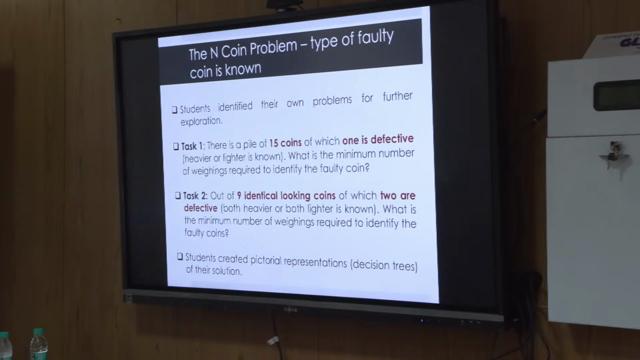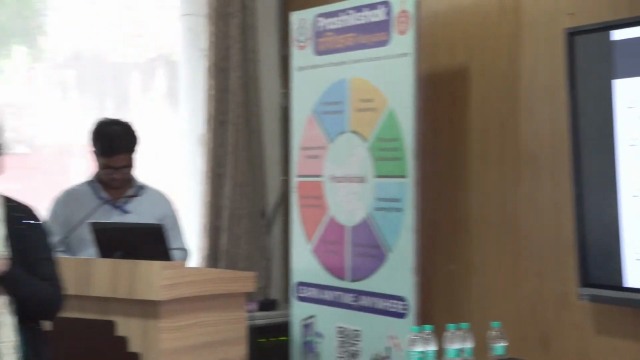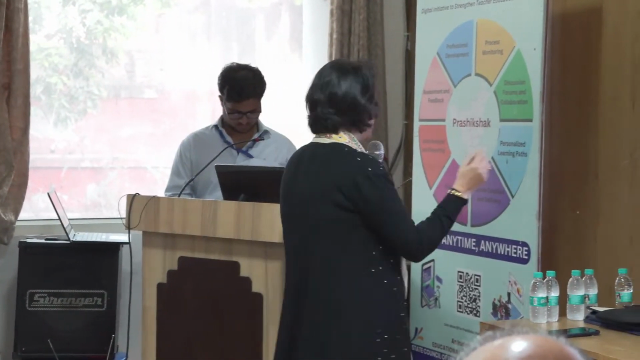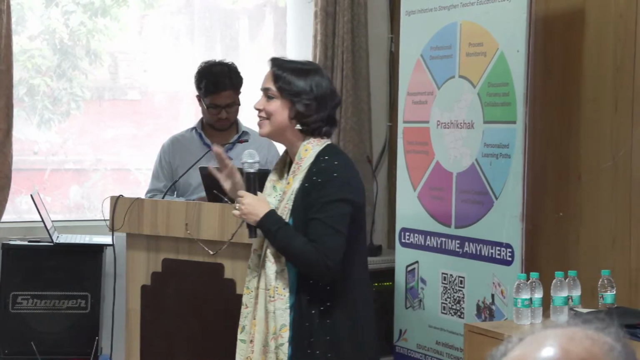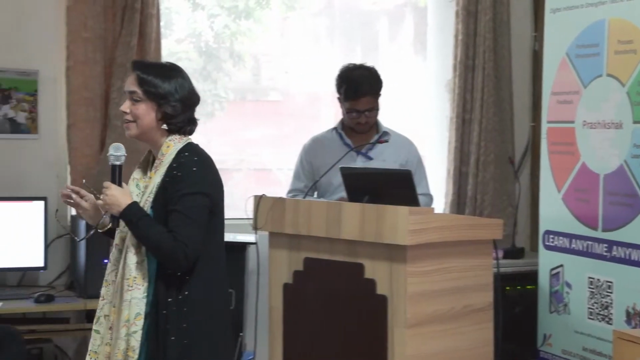By the way, what we just discussed, if the faulty coin was heavier than the normal coin, the same argument will apply because by symmetry we can have it. So if it is known whether the faulty coin is heavier or lighter, then of course we can get solutions easily. So they created pictorial solutions. Now this is just a snapshot. I have taken permission from the student to share.